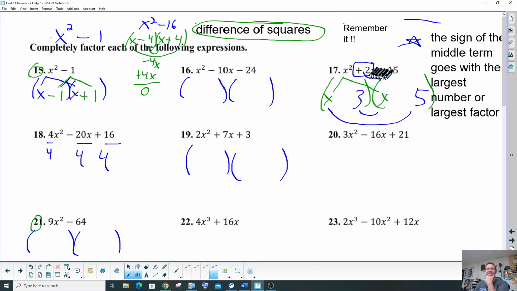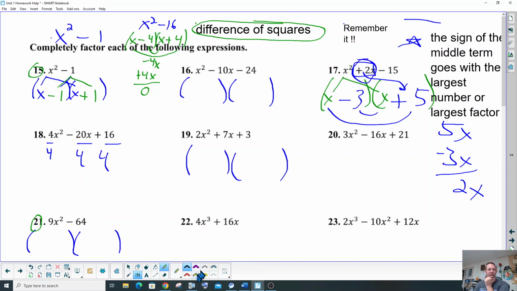So that plus then is going to go right here with a plus 5. And then how do we get a positive 2? Well, a positive 5 minus 3 is a positive 2, because x times 5 is 5x, and negative 3 times x is negative 3x. And so 5x minus 3x is 2x. And that's what we wanted. So our answer then is going to be x minus 3 and x plus 5. Rainbow pen. So x minus 3, x plus 5 is our final answer for number 17.